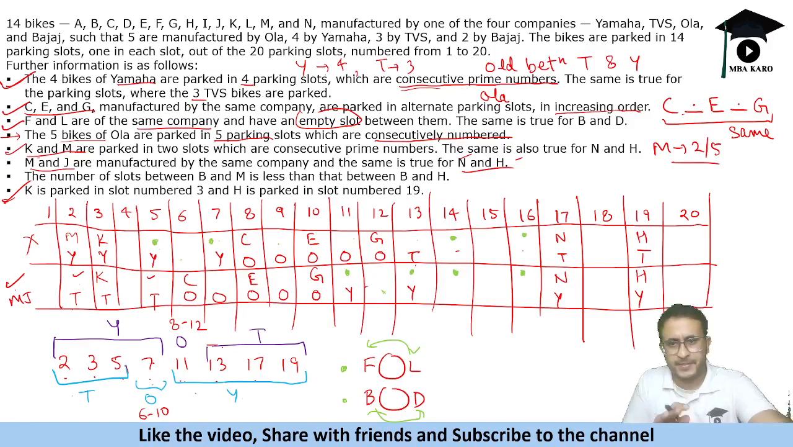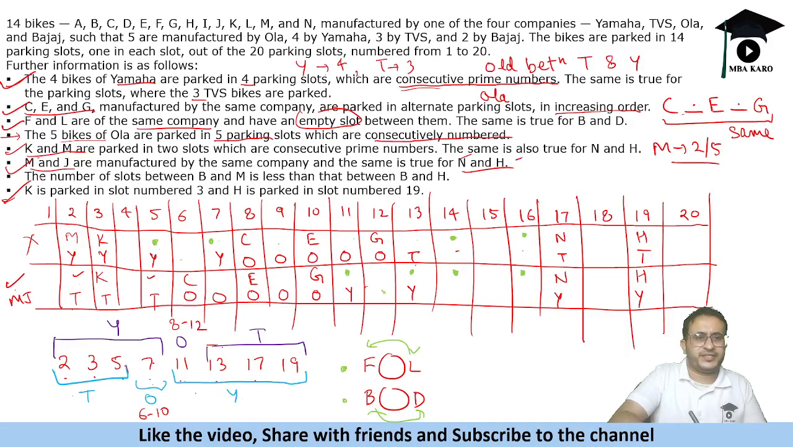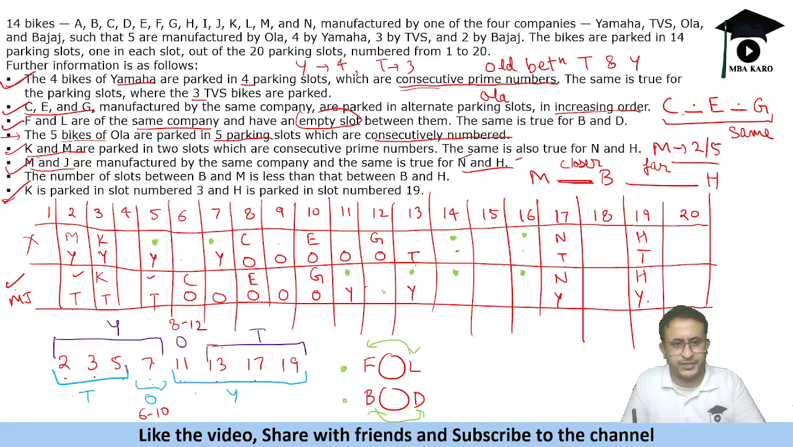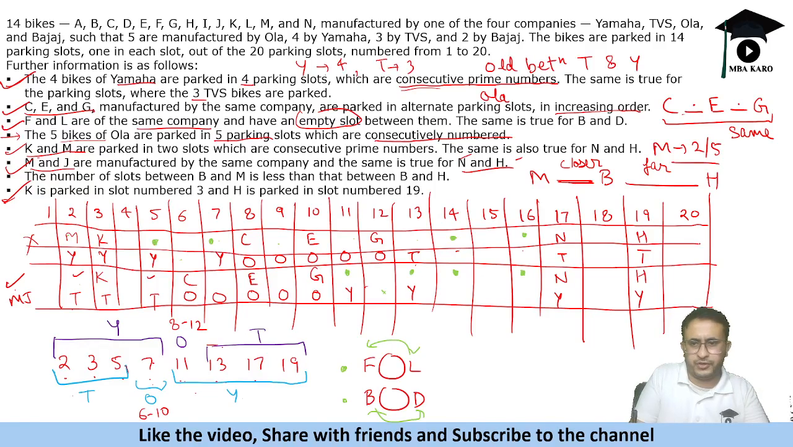So that is done. Now the next step is the second last condition, which says the number of slots between B and M is less than between B and H. So B is in between H and M. The number of slots between B and M is less. So the distance to M is less, and the distance to H is more. That's what it means, right? So B is closer to M and far from H. H is here, so B should be close to M. Now this case has been eliminated, so we need not worry about it.